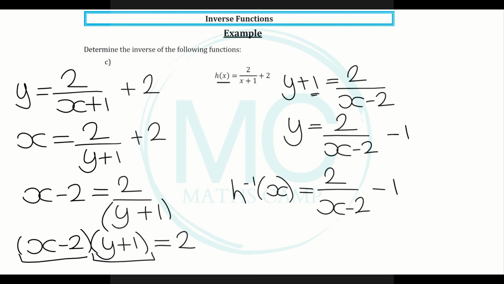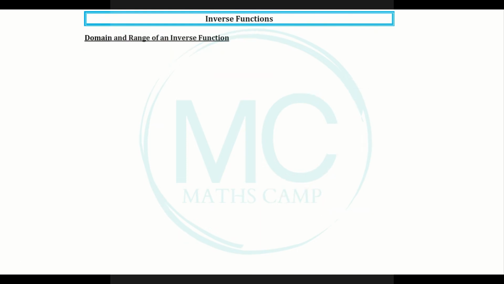Now let's look at the domain and range of an inverse function. Just like the x and y coordinates of a graph swap around for an inverse function, so do the domain and the range. This means that the domain of the original graph will give us the range of the inverse, and the range of the original will give us the domain of the inverse.